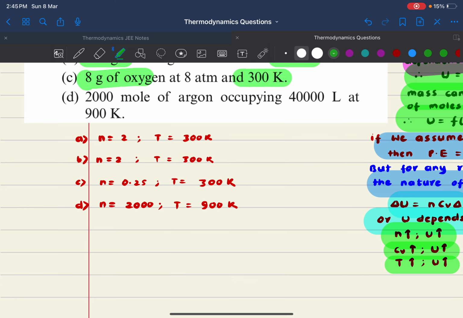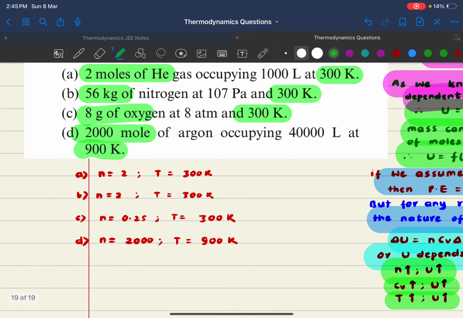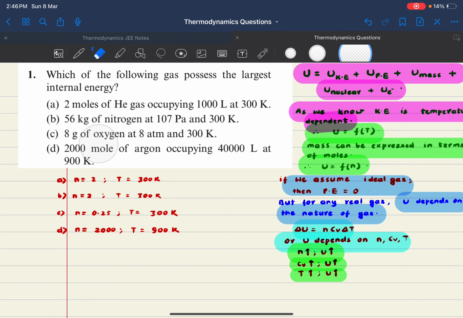But if you look at the last option, 2000 moles and 900 Kelvin, both factors are larger in case of the fourth option, and that's why the fourth option will have highest internal energy. So the right answer will be D. I hope you have understood how to solve such kind of questions. Thank you very much.